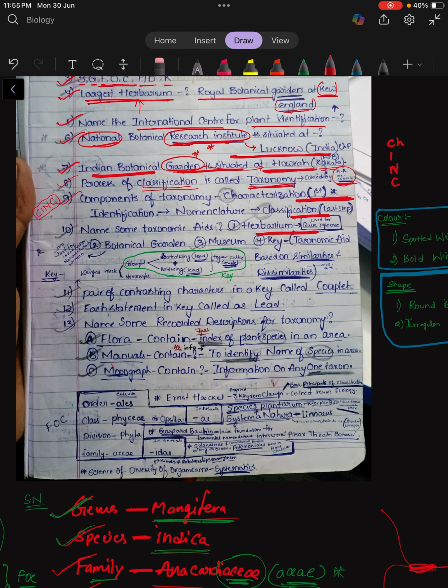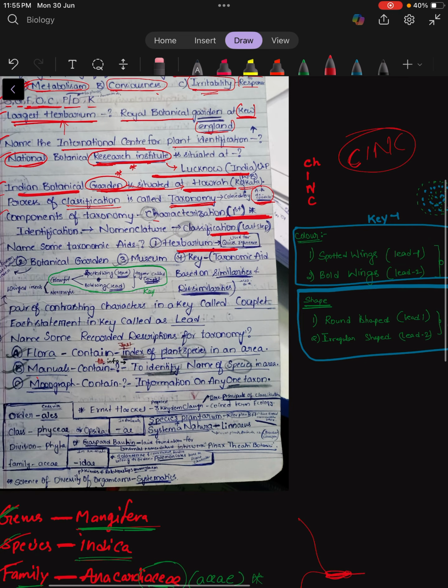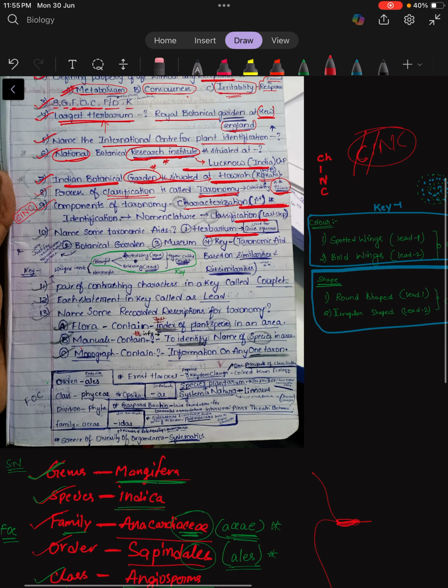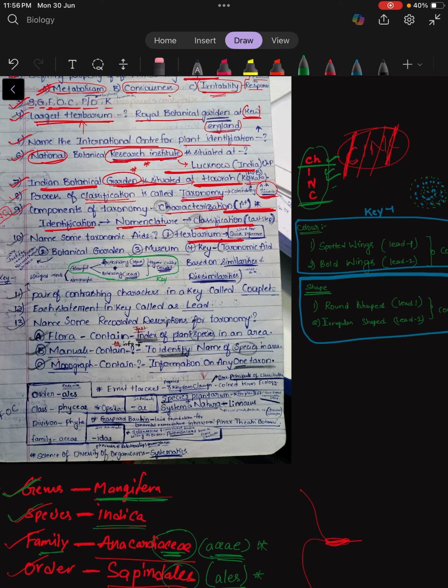And what are the components of taxonomy? You can remember them as CHINC: characterization, identification, nomenclature, and classification. Characterization is the first step and classification is the last step. They may ask you the order or the components of taxonomy.